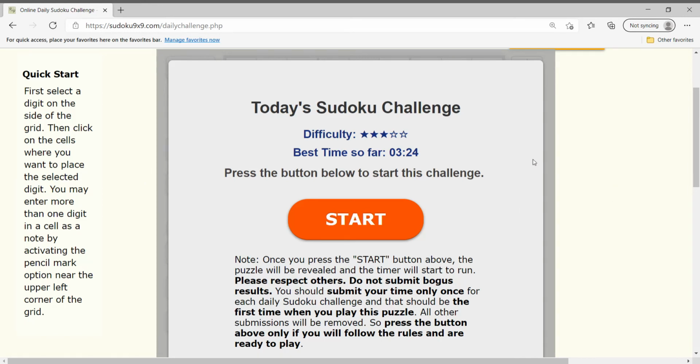Okay, this is the Sudoku online challenge for February 5th. The best time so far is 3 minutes 24, so I'll see if I can do it in under 10 minutes. This is not the most difficult one, so let's take a look.